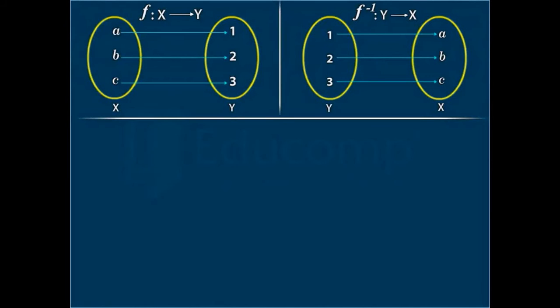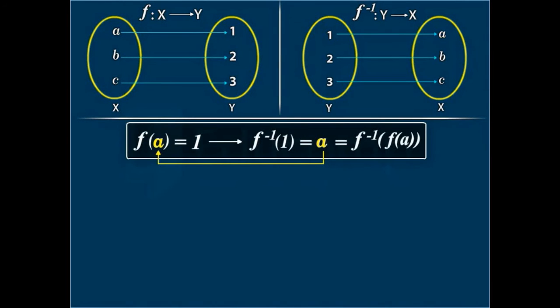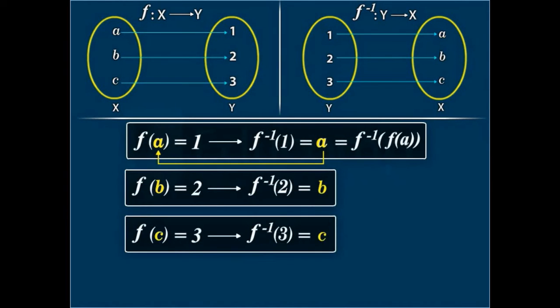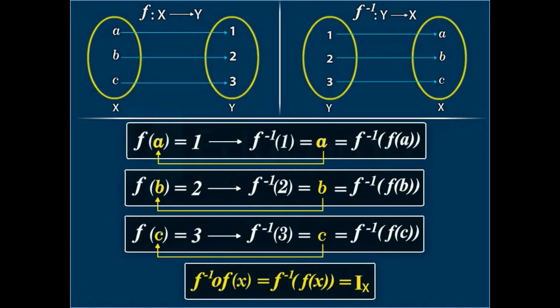Now if we apply input A to f, we get the output as 1. When we apply this 1 as an input to f inverse, we get the output A, which is equal to the input applied to f. If we repeat this procedure for the remaining elements in the domain of f, we get the output of f inverse, same as the input applied to f. So we see that the composition of f inverse with f is an identity element on set X.